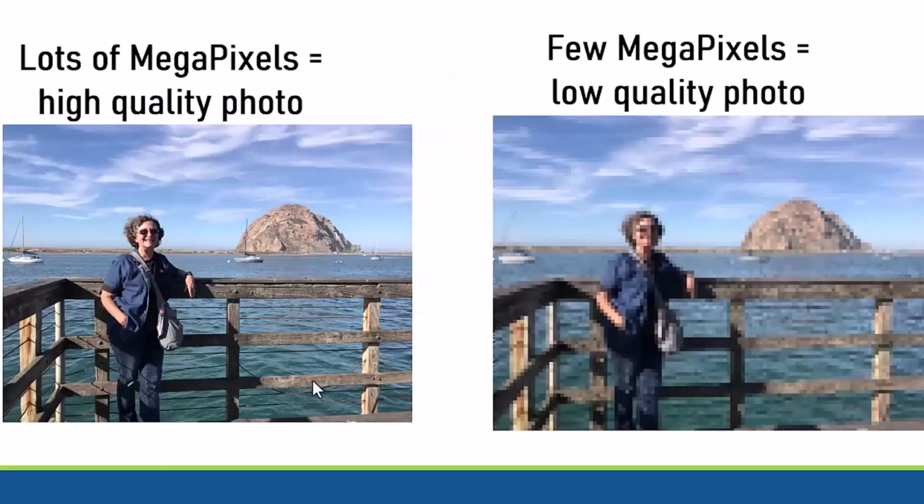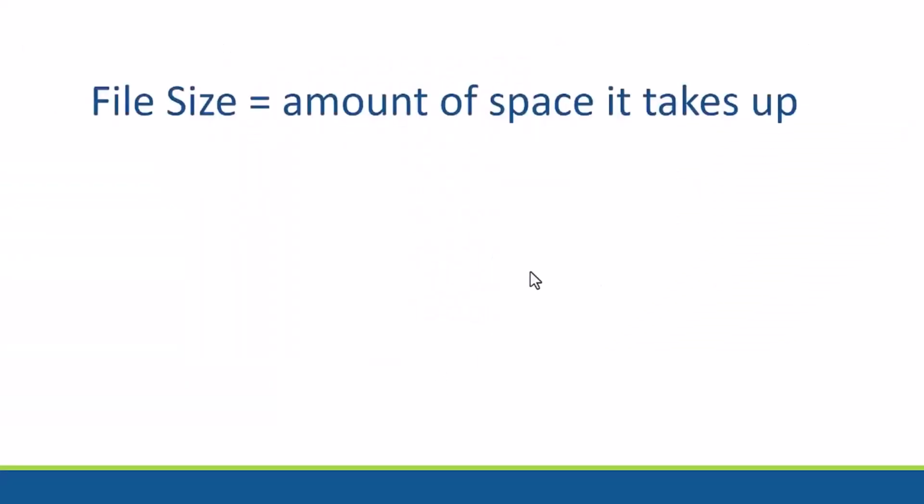So lots of megapixels means high photo quality. Few megapixels means low photo quality, like this one, and this is what's called being pixelated. There are very few pixels, so it looks blurry. Now, file size is different.